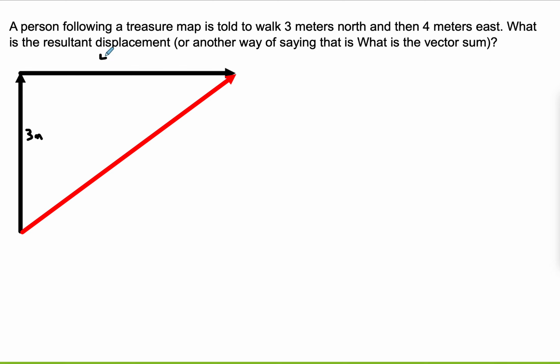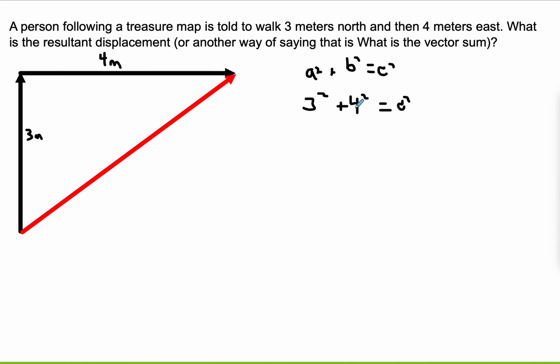I know that this side is 4 meters. What equation would I use to figure out the length of that side, or the hypotenuse? A squared plus B squared equals C squared. That's exactly right. So I have A squared plus B squared equals C squared. Okay, so I'll have 3 squared plus 4 squared equals C squared.